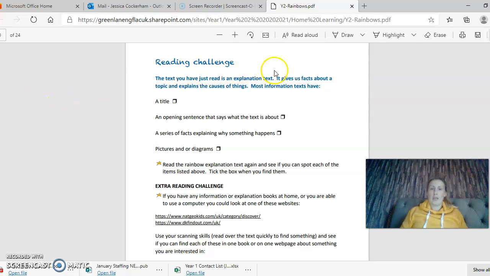So what we've got here is an explanation text, isn't it? It's information that it's giving us. It's giving us facts about a topic and it's explaining the cause of things. So it's giving us facts about rainbows, isn't it? And why things happen to those rainbows.